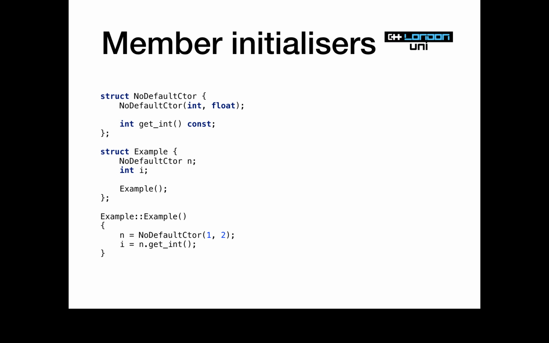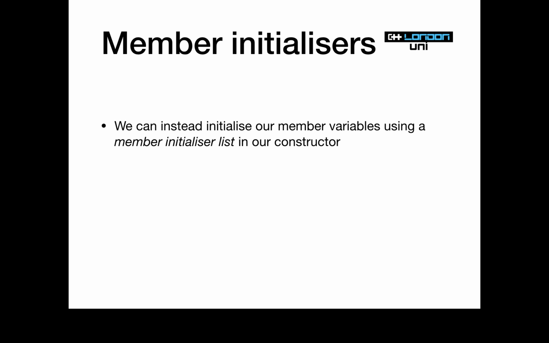So this is problematic. We need a way to say, I want you to call this constructor for me, please, for my member variables. We need a way to select which constructor you use for your member variables. And we have a way to do that. It's called a member initializer list, because it's a list of initializers for our members. Finally, something that's named in C++ that makes sense.